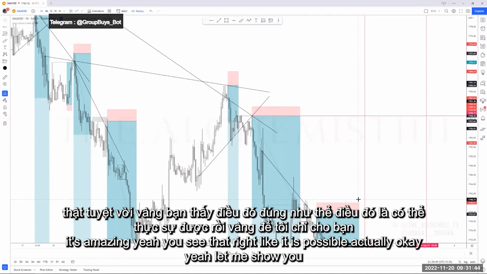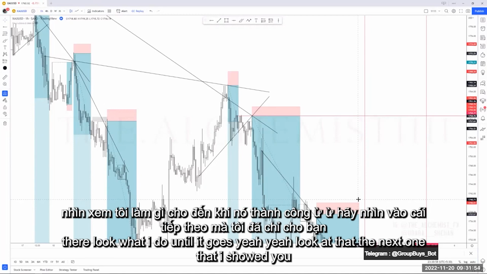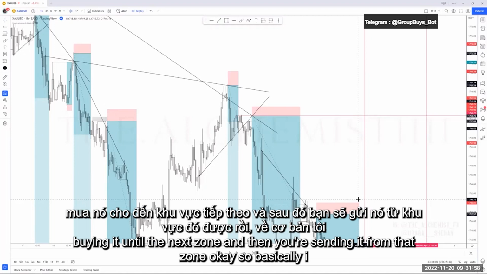Let me show you. See, this was also another one. You can see how I have marked out the zone. Until it goes there, look what I do. The next one that I showed you: buying it until the next zone, and then we're selling it from that zone.